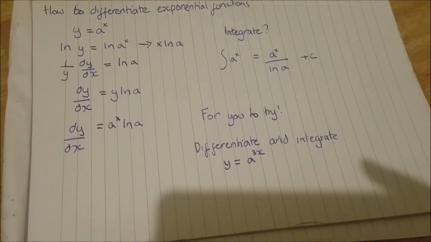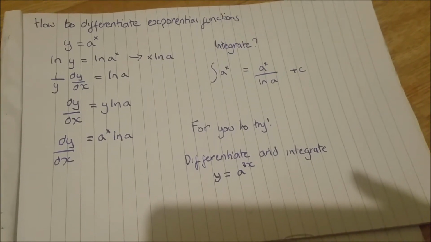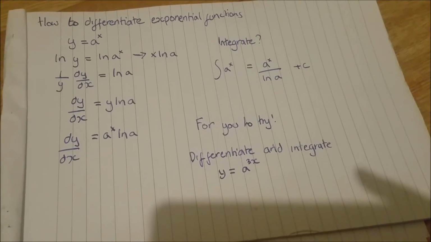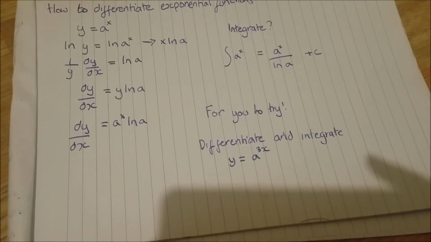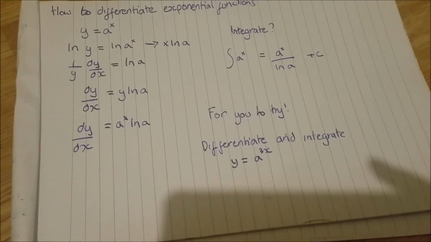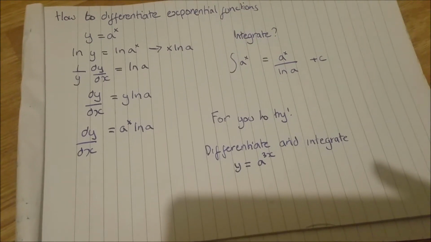Upside of this, once you know the result, you don't ever need to bother with it until, well, not until next year anyway. So if you want to differentiate y equals 6 to the x, the answer is going to be 6 to the x ln 6. You can just use the result, is what I'm saying.